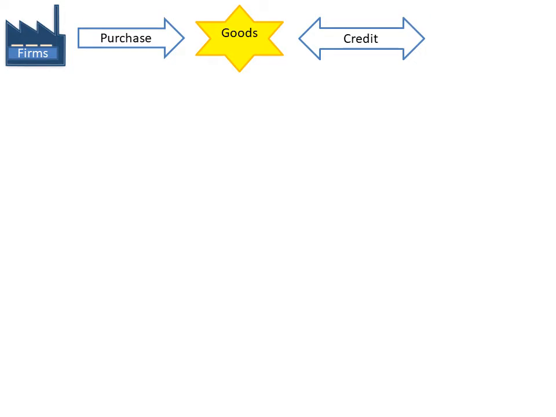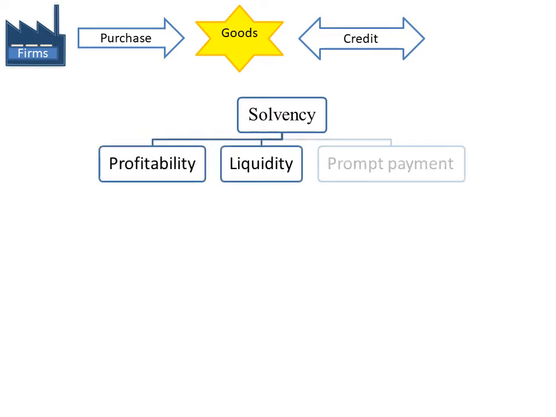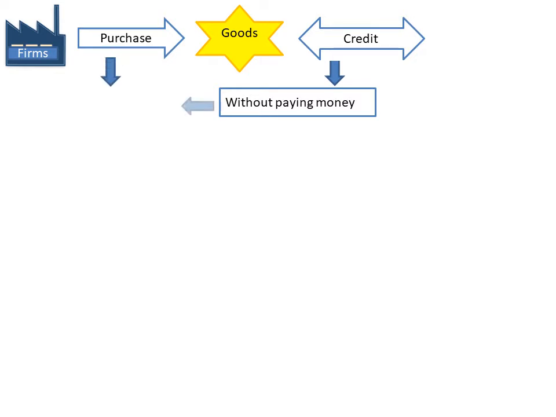To get credit, every firm has to prove its solvency by keeping a good track record of profitability, liquidity and prompt payment. Here, on credit means without paying money, and purchases made by the firm without paying money in full at the time of purchase are known as credit purchases.